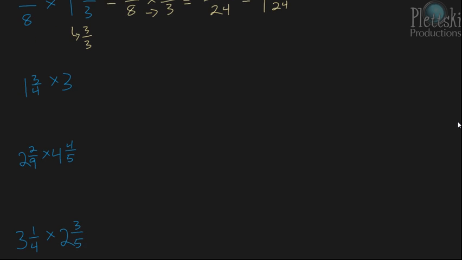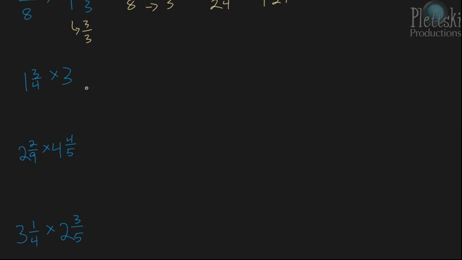Okay, the next example, 1 3/4 times 3. We're going to do the same process here. We're going to rename the mixed number as an improper fraction. So we have 1 3/4. We can rename that as, well, 1 is the same thing as 4/4. So we just need to add 4/4 and 3/4 together, which will give us 7/4.